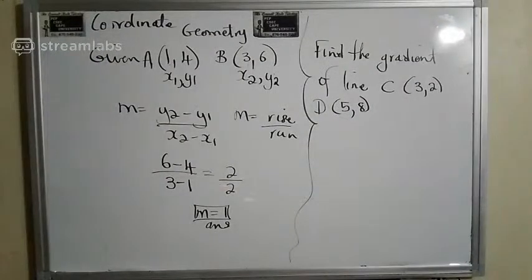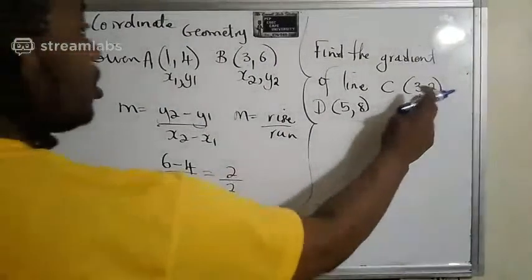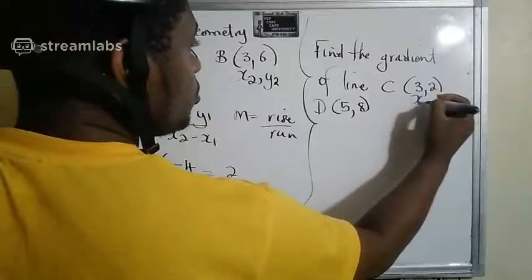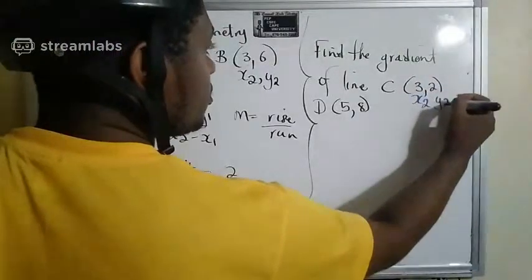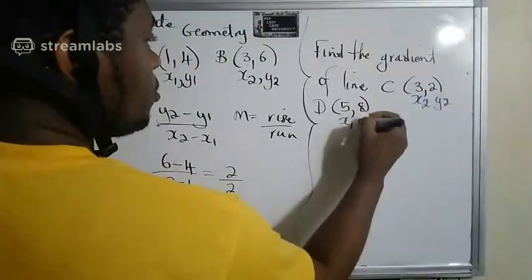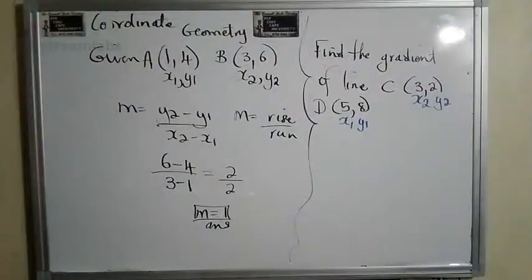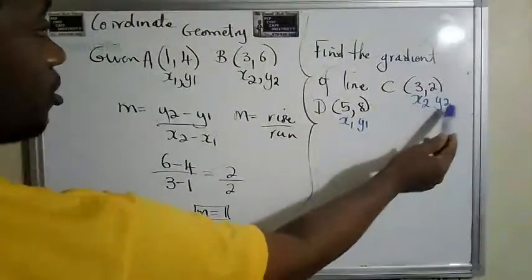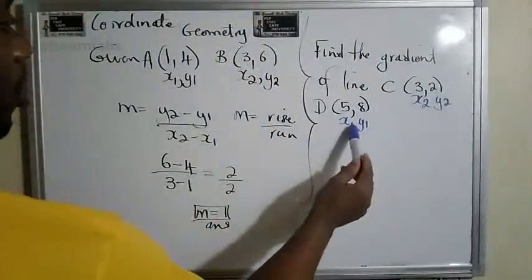Alright, let's go and compare answers. As you said, it doesn't matter which one you name x1. We're going to name this one x2 this time, and this one x1, y1. You only have to be consistent with the number. If it's x2, then y2, x1, y1.